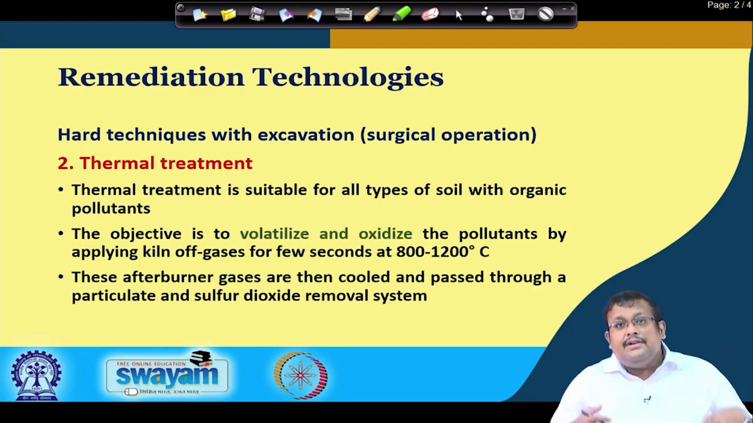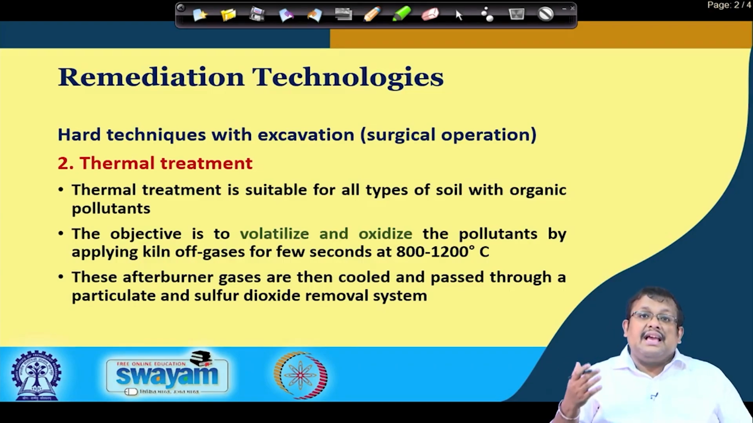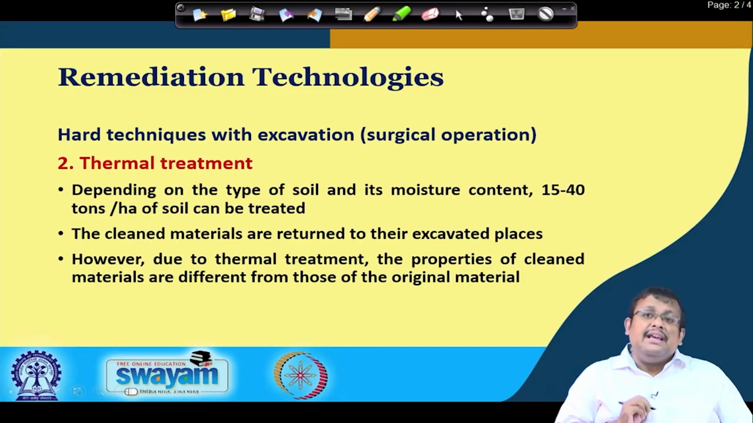Basically, it is generally applied to soil mixed with organic pollutants. It volatilizes and oxidizes the pollutants by applying the gases for a few seconds at a high temperature of 800 to 1200 degree centigrade, and these gases are then cooled and passed through a particulate and sulfur dioxide removal system to clean. So, this is an example of thermal treatment. Depending on the type of the soil and the moisture content, 15 to 40 tons per hectare of soil can be treated by thermal treatment. The clean materials are returned to the places from where they were excavated.